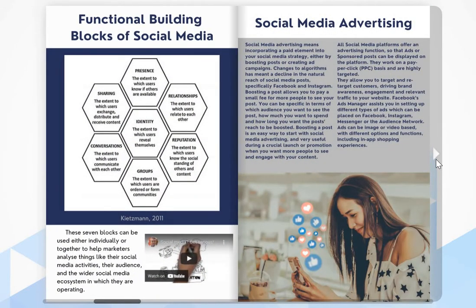And then we go into functional building blocks and social media advertising. I laid out the information here in columns, and the reason that I did that is because I've read that it's far easier for the human eye to process information when it's presented this way, which is precisely why newspapers do this. It's a lot easier and less overwhelming for the human eye.